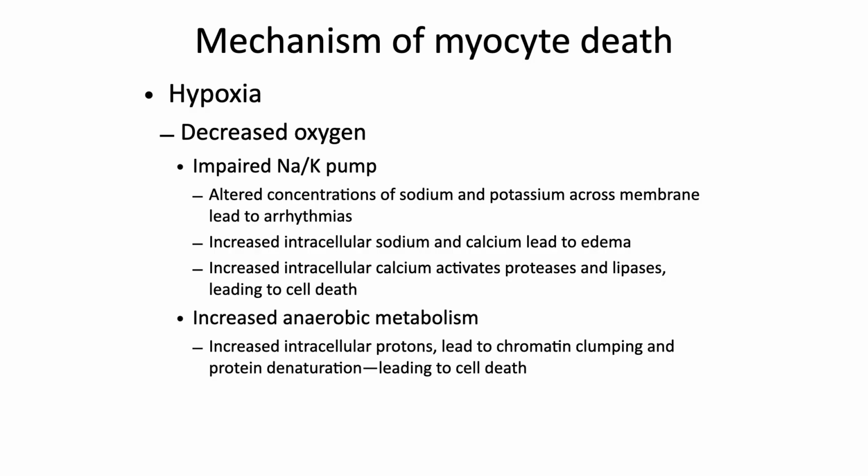Then you also get increased calcium. The calcium will activate proteases and lipases, and that leads to cell death. And then you have increased anaerobic metabolism, which leads to intracellular protons. The increased acidity of the cell causes clumping of the protein, which will eventually denature and lead to cell death. So these are the general mechanisms that lead to the morphologic changes that you see very early on.